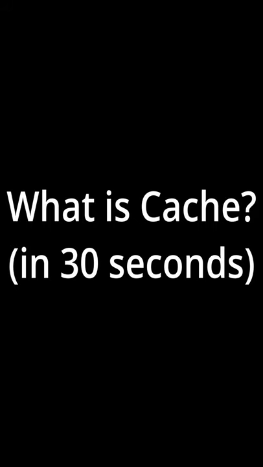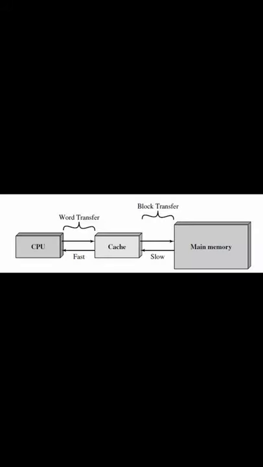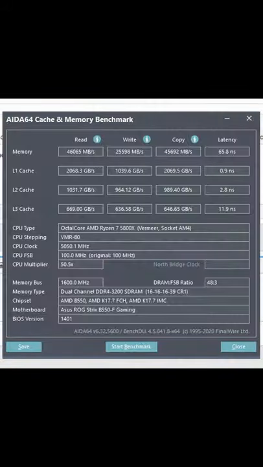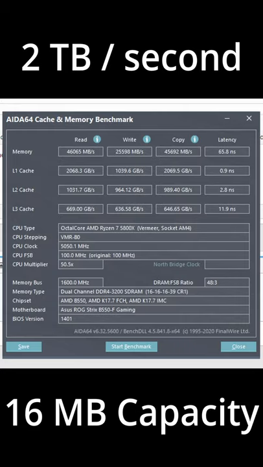What is cache in 30 seconds? Cache is a type of volatile memory similar to RAM. The difference is that cache is significantly faster than RAM with a much lower capacity. In fact, it's about 100 times faster than RAM.